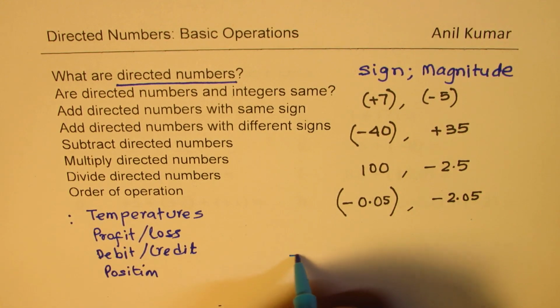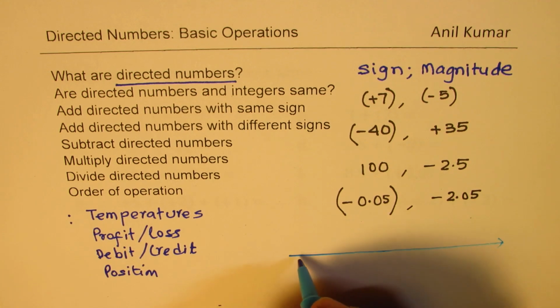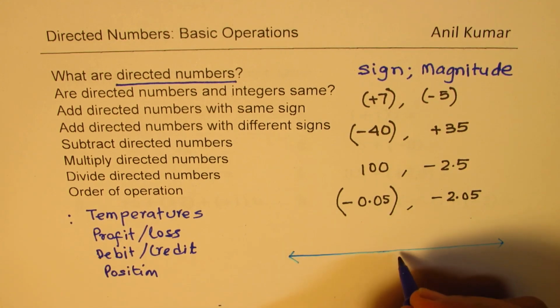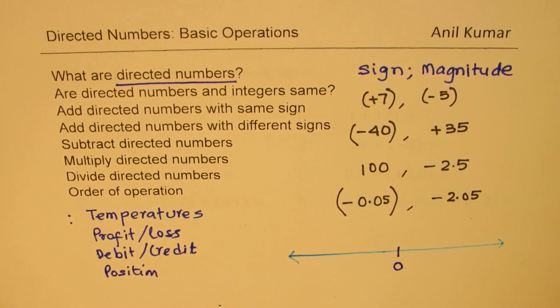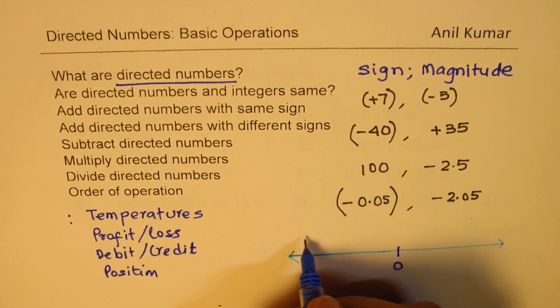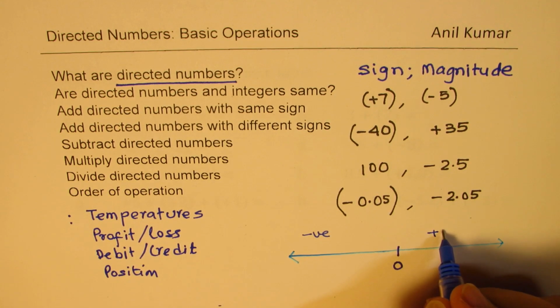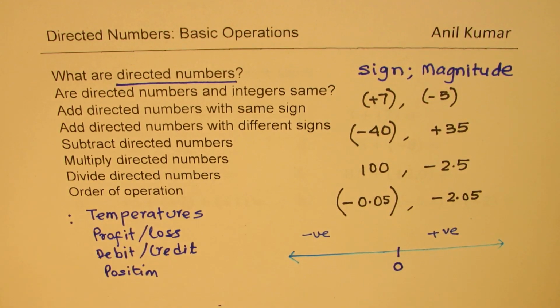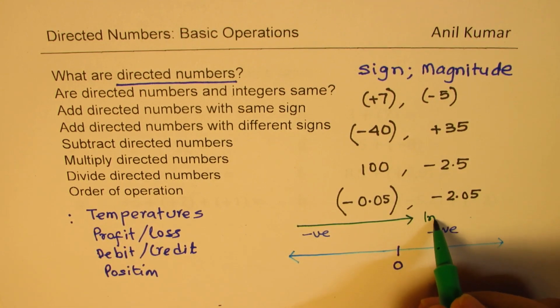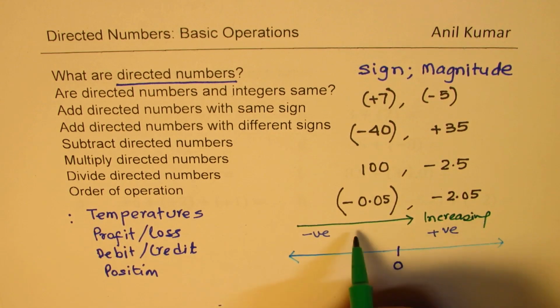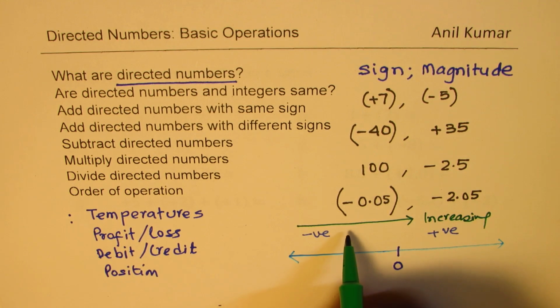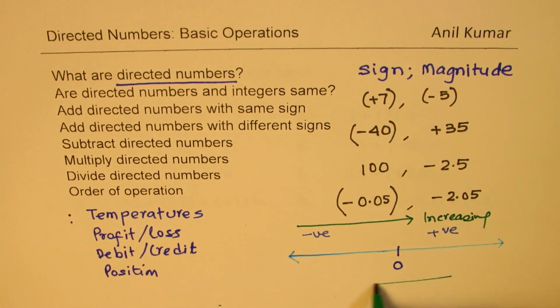When we are considering position, we may assume that there is a number line. On a number line, we'll consider 0 as a placeholder: the numbers on the left of it will be negative numbers, and on the right of it will be positive numbers. So all these directed numbers can be represented on a number line, and they're always increasing in this direction. Numbers on the right are greater than the numbers on the left. They are increasing in this direction, and of course they'll be decreasing when you move from right to left.